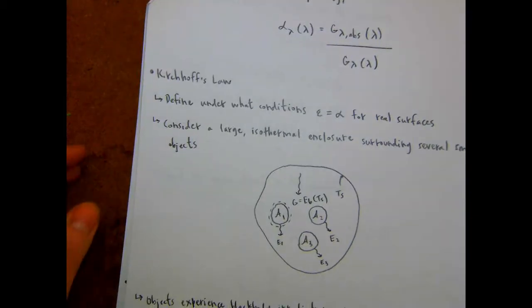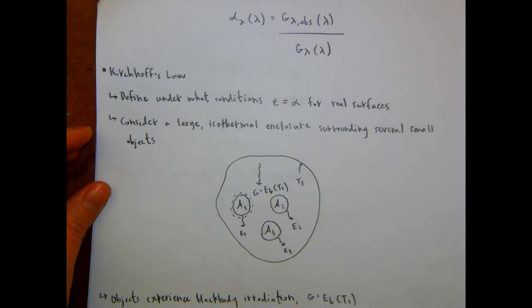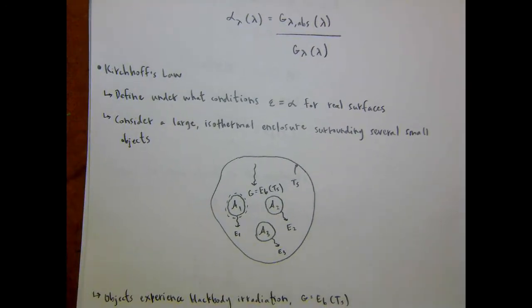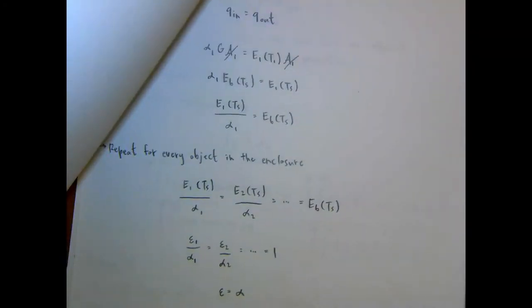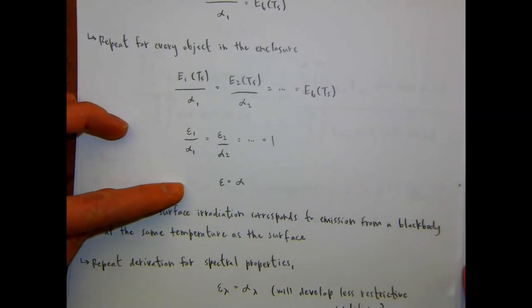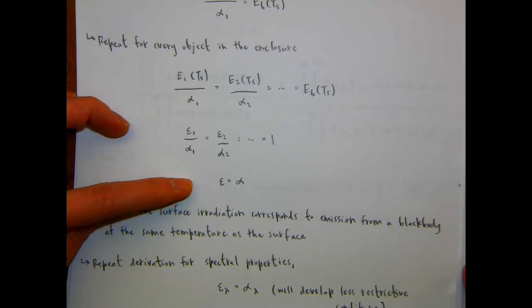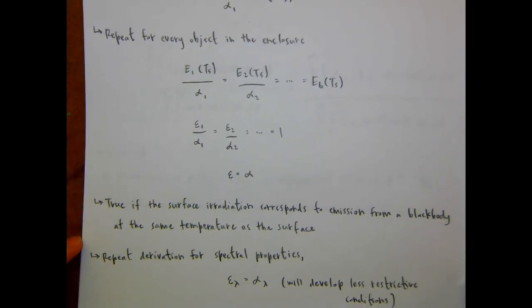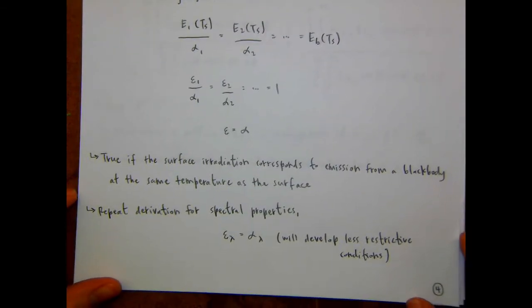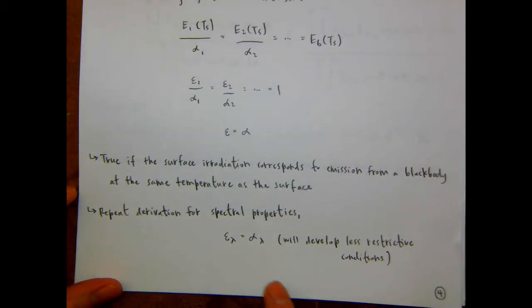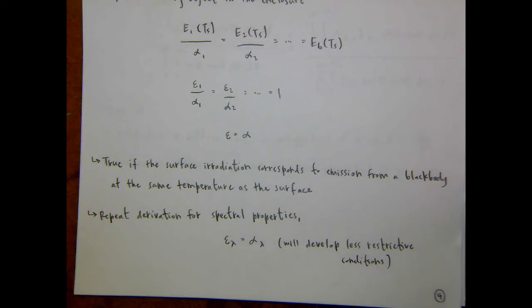And then we used those concepts to develop Kirchhoff's law, which basically said if you have isothermal black body irradiation on some small surfaces in an enclosure, you can conclude that the emissivity is equal to the absorptivity. So we developed this under the pretty restrictive conditions that the surface irradiation corresponds to emission from a black body at the same temperature as the surface. And then we repeated that for the spectral emissivity and absorptivity and said we can show that's true for these same restrictive conditions, but we can also show it's true for some less restrictive conditions.